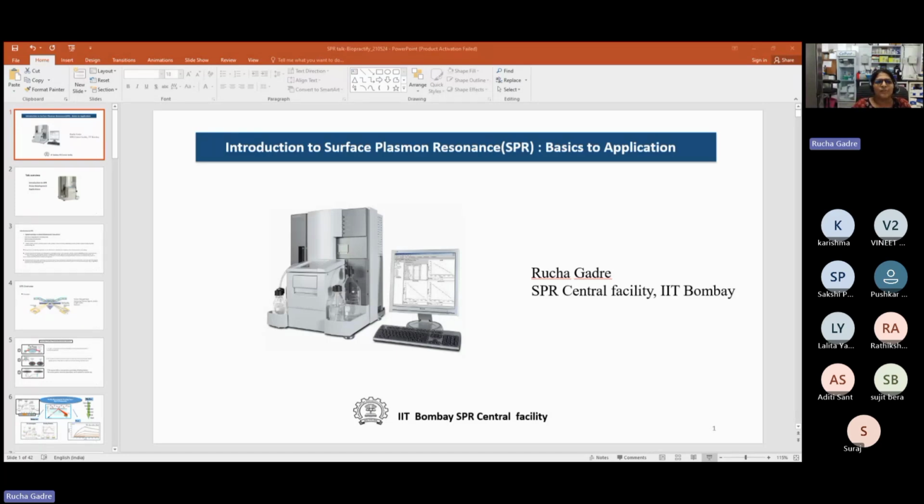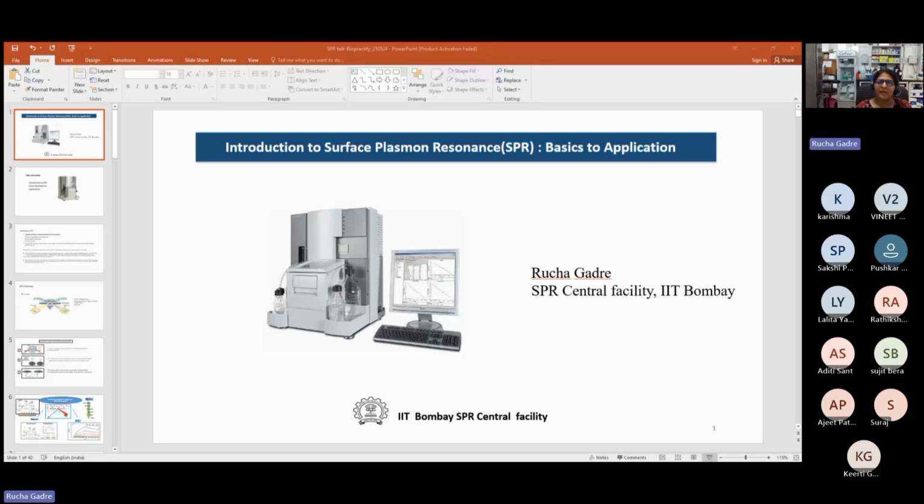SPR is a label-free technique. That means we don't need to tag our molecule, so we can use it in its native form. It is a real-time assay. That means we don't need to wait until the entire assay gets over. We get the information in a real-time manner, as the event occurs.